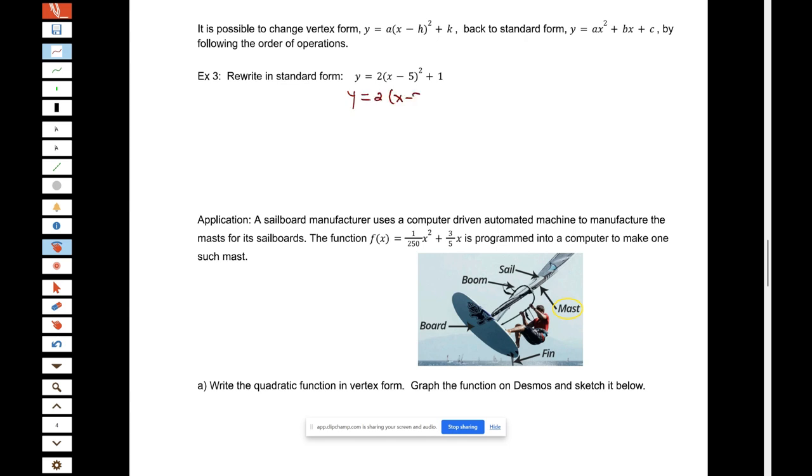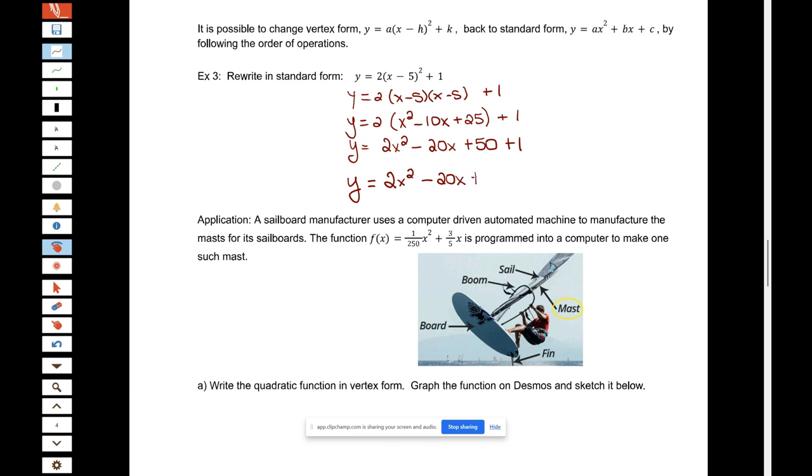I'm going to do (x - 5) times (x - 5) to square that out. So that gives me x squared minus 10x plus 25. Then, following my order of operations, after exponents, I have to multiply: 2x squared minus 20x plus 50. And finally, combine any like terms, adding. And again, you could check on Desmos to make sure you haven't made a mistake. Just as with anything that we have graphed here, you could check and make sure you have not made a mistake.